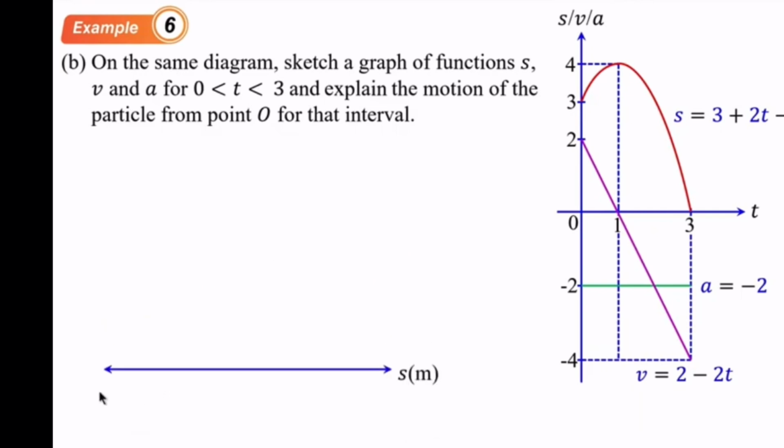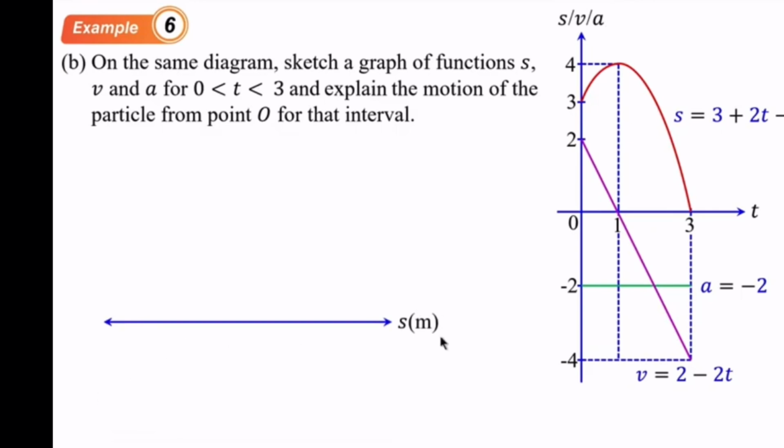For part B, on the same diagram, sketch a graph of function v, for the time from 0 to 3, and explain the motion of the particle from point O for the interval. We have sketched s already. Okay, so we need to explain the motion. So we have to study how the particle moves. That's the so-called motion.